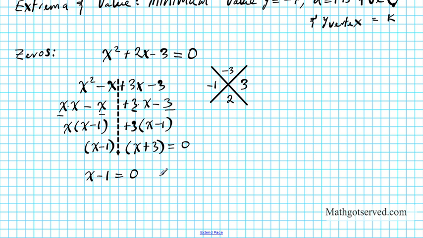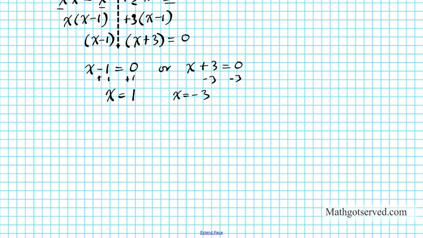If I solve the first one, I'll get 1 as the first 0, and this is by adding 1 to both sides. And this one, I minus 3 from both sides, I get x equals negative 3 as a second 0. Okay? So, these are my zeros, but my zeros as points are going to be 1 comma 0 and negative 3 comma 0. Remember, zeros are when the y's are 0, right? What are the x values when the y is 0? So these are the points. These are going to be points on our graph.